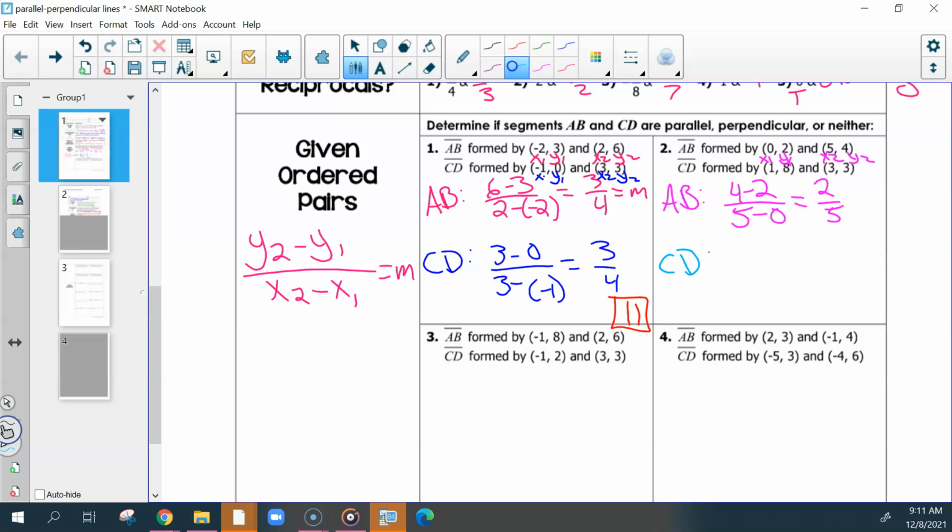And then we can find our slope of CD. We have 3 minus 8 over 3 minus 1. Negative 5 over 2. So these would be perpendicular. You can put the symbol or you can write out perpendicular.